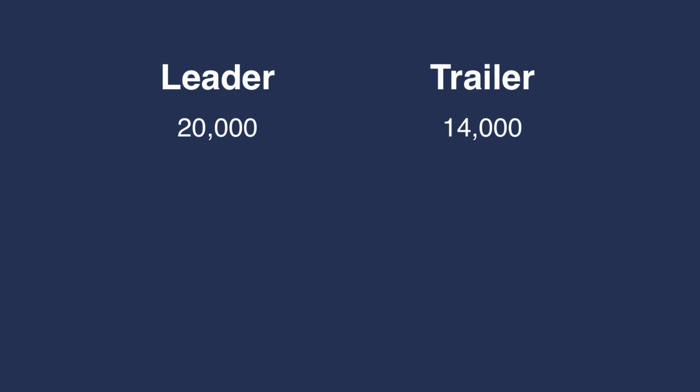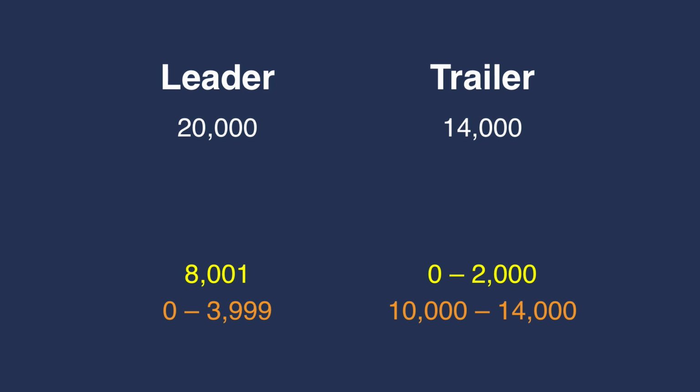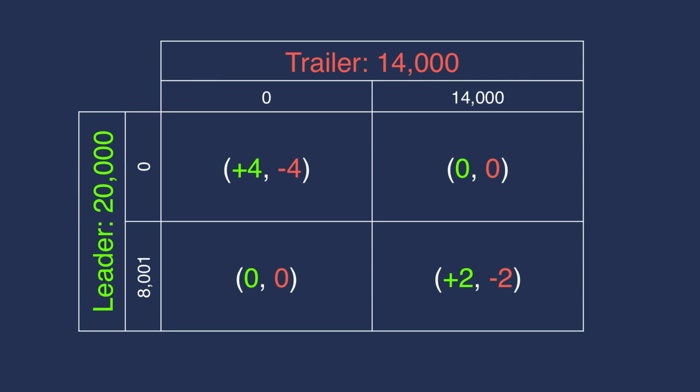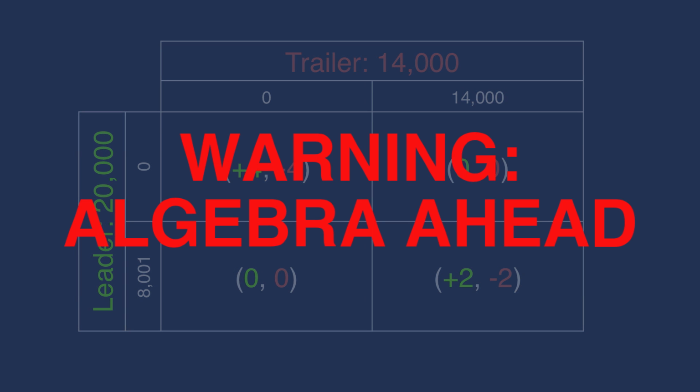We'll come back to our favorite wagering scenario, where the leader has 20,000 and the trailer 14,000. Each player has two wagering ranges, small and large. Calculating the mixed strategy Nash equilibrium is a three-step process. Things are about to get algebraic.